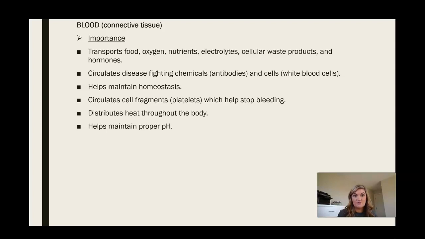These are going to help with stopping any type of hemorrhaging within the inside of the body or the outside of the body, so it stops bleeding. It also distributes heat throughout the body, and it's going to help maintain, like we said, that proper pH.